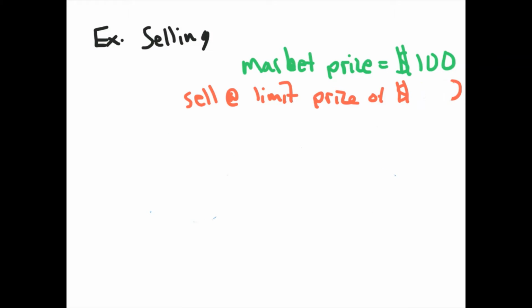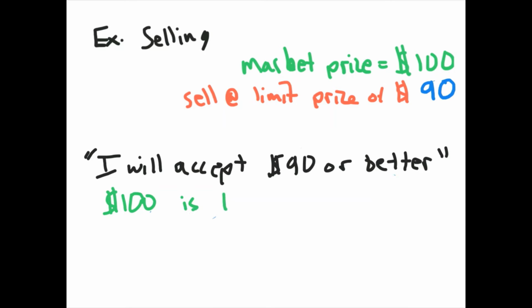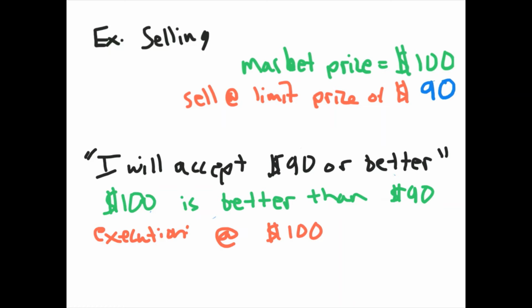Now let's say instead of a $110 limit, if we did $90, we're saying to the market, I will accept $90 or better, and $100 is better than $90 when you're selling. So this will execute immediately at $100.